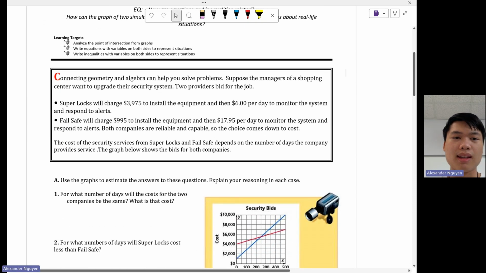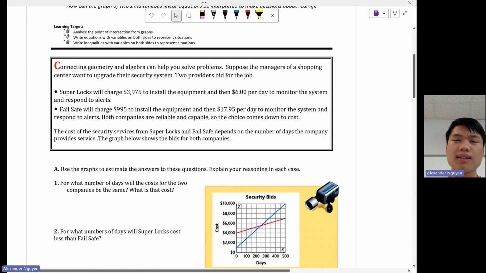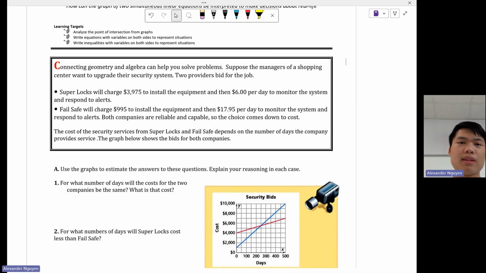Okay, so we're going to look at a word problem, and this is going to give us the context of the kind of problem that we want to set up. Okay, so let's look here.